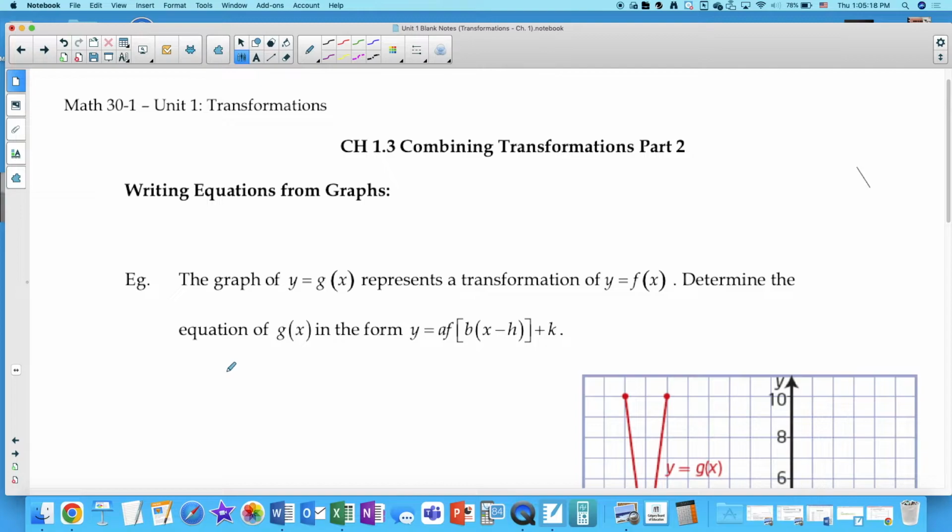Okay? And then you also have to be able to take a function, be told about a bunch of transformations, and then graph the transformed graph. Okay? So we're going to start with, what if we want to write an equation and compare 2 graphs and write an equation for one in terms of the other? Okay? Now, this can be a little tricky sometimes depending on the function. But what I would encourage you to do is find key points on the original and look at where they've moved to.